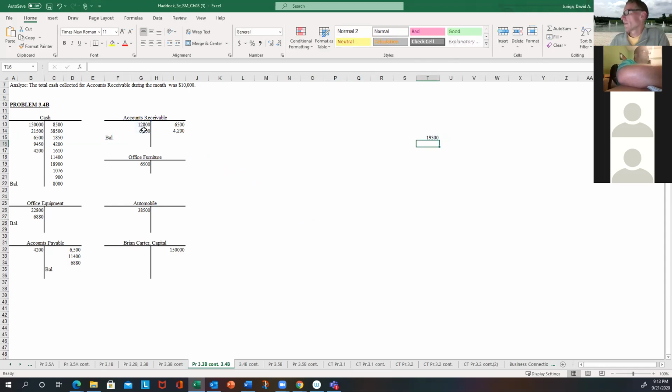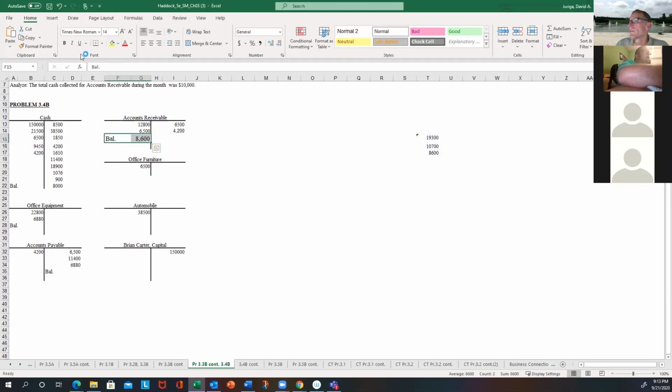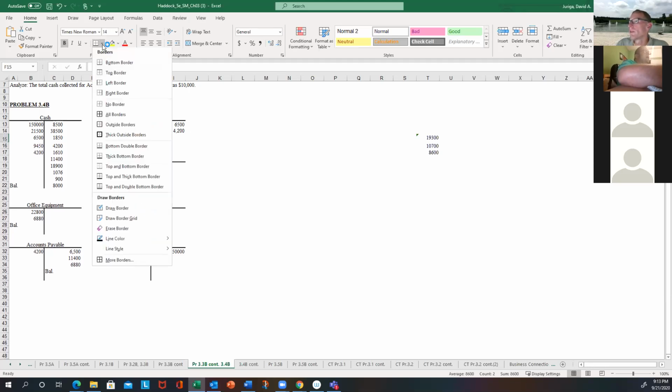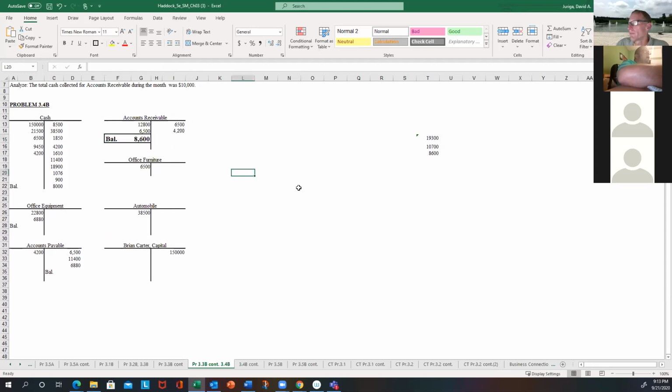debits, I get 19,300. If I were to add up my credits, I get 10,700. At that point, I just take the difference, I subtract the 10,700 from the 19,300. I would have a debit balance of 8,600. Let me just try to increase this for a moment. Make that bold. I'll put a big bar on it.